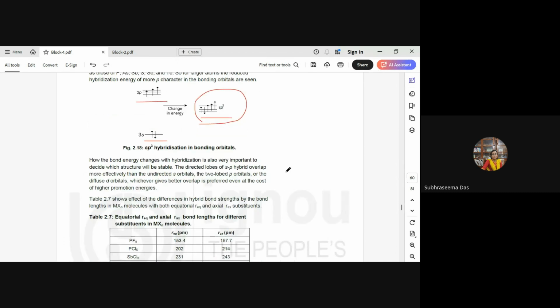has been shown. Now, how does this bond energy, which changes with hybridization, decide which geometry will be stable or not? This is a very important factor. There are many possible geometries for different types of molecules, but out of these only certain structures are stable, and those can be decided by looking into the hybridization and the corresponding bond energies.